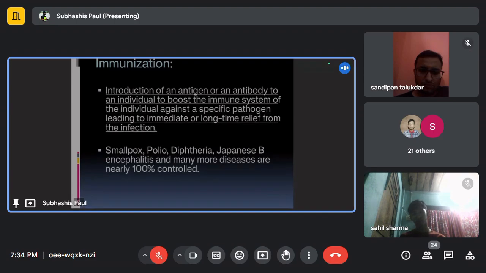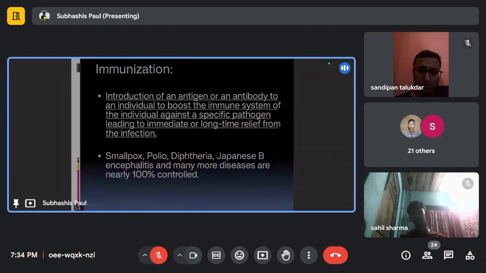Now, COVID has been a big role player in the development of recent theories of vaccination and immunization, and so many terminologies were again heard during that particular time.